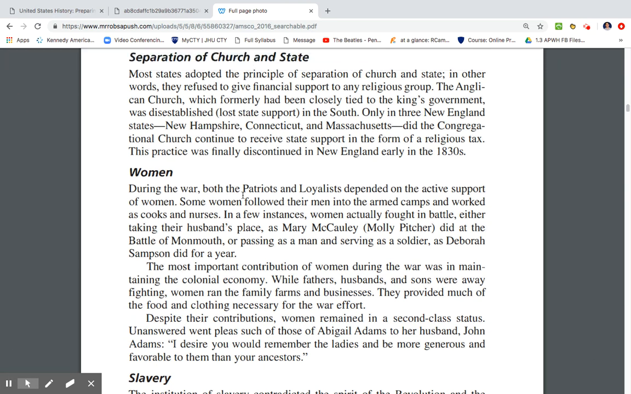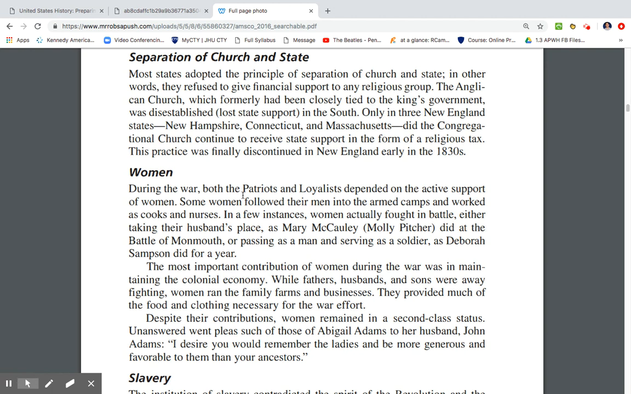Women, very important to understand, because I think there might be a question that shows the progression of women's rights throughout history. During the war, both the Patriots and Loyalists depended on the active support of women. Some women followed their men into armed camps and worked as cooks and nurses. In a few instances, women actually fought in the battle, either taking their husband's place, as Mary McCauley or Molly Pitcher did at the Battle of Monmouth, or passing as a man serving as a soldier, as Deborah Sampson did for a year. The most important contribution for women during the war was mainly in the colonial economy.